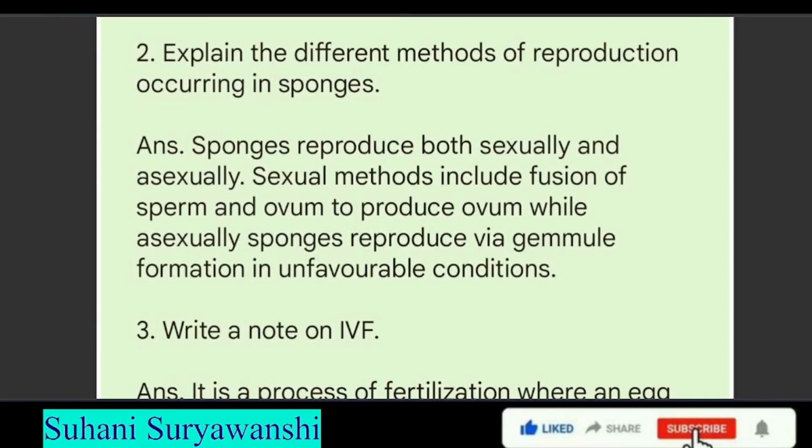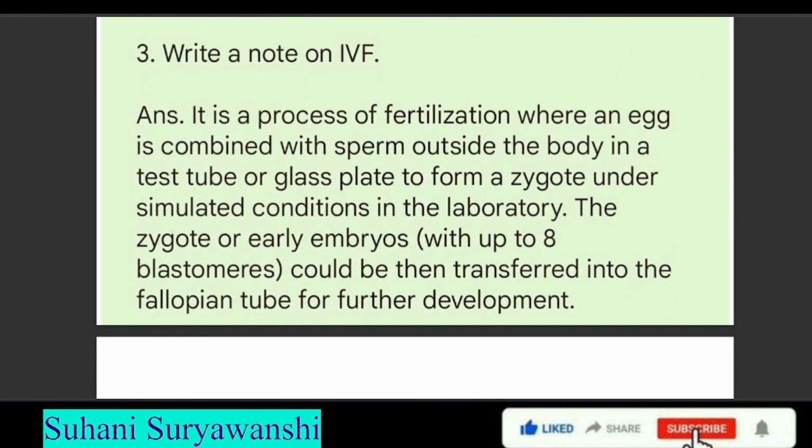Explain the different methods of reproduction occurring in sponges. Sponges reproduce both sexually and asexually. Sexual methods include fusion of sperm and ovum to produce zygote, while asexually sponges reproduce via gemmule formation in unfavorable conditions. Write a note on IVF.